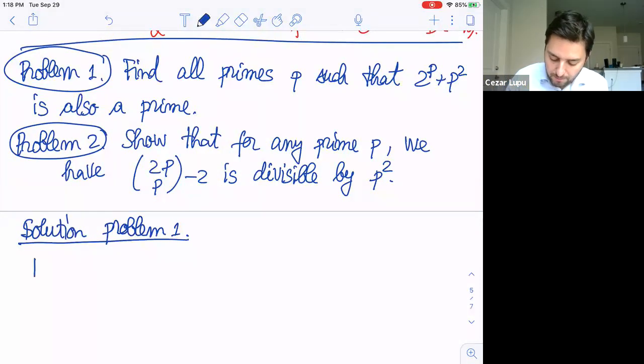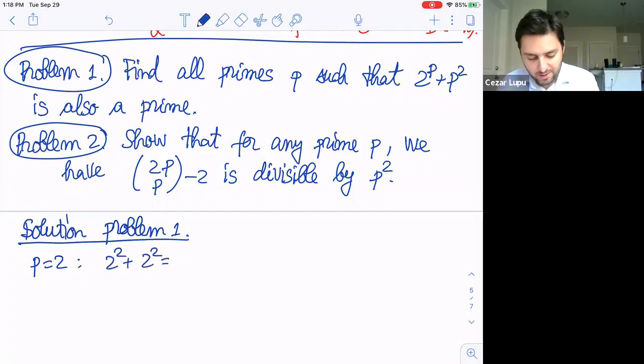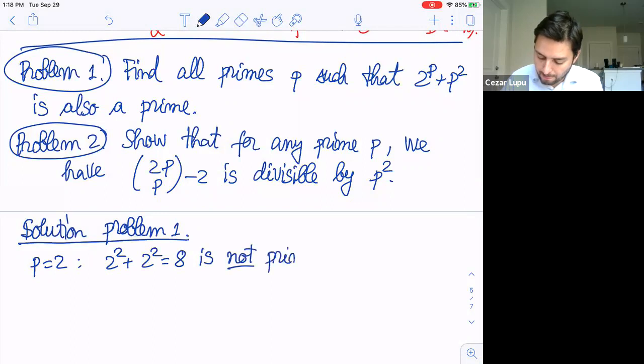What about p equals 2, right? We have that 2 squared plus 2 squared. This is what? Well, it's 8, right? And 8 is not a prime. Right? Now let's see p equals 3.